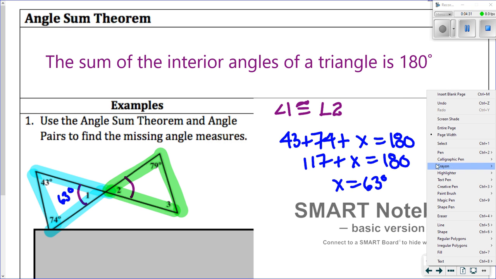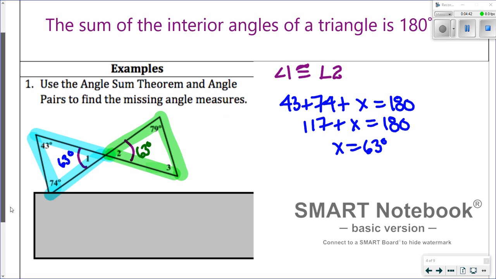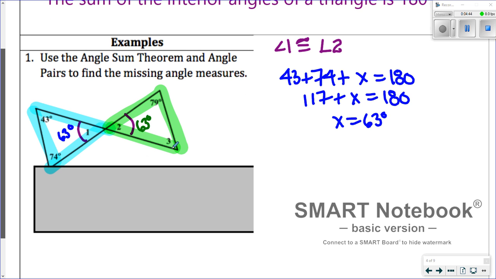So based on what we know about vertical angles, we know that they're congruent. So that means angle 2 will also be 63 degrees. And now you'll be able to find angle 3 because we have at least 2 in order to find the third. So again, you're going to add 63, 79 plus, and I'm just going to use y because we already used x, and equal it to 180.